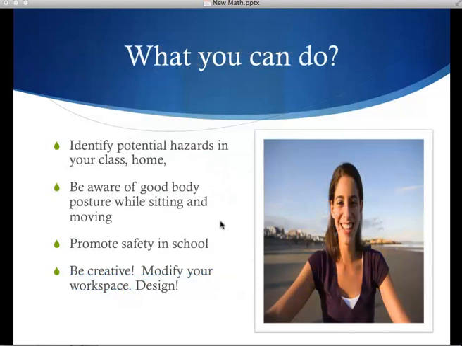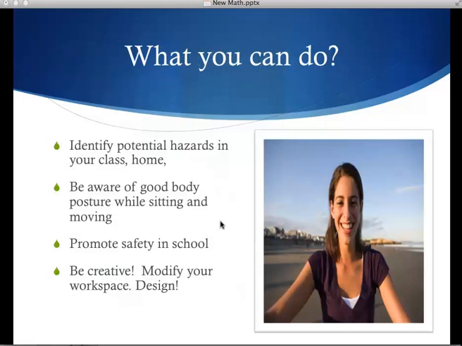Now, what can you do as students? Well, we can start learning more about ergonomics by identifying potential hazards in home or in the classroom. Be aware of good body posture while sitting and moving. Promote safety in school. And here's the good part. You can be creative or modify your workspace for your individual needs.